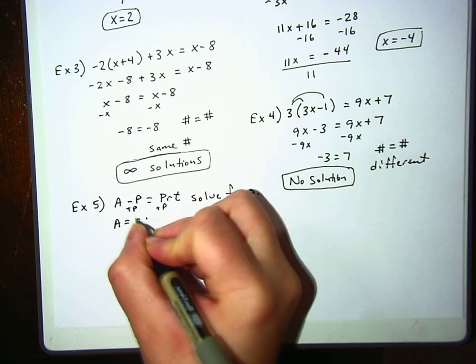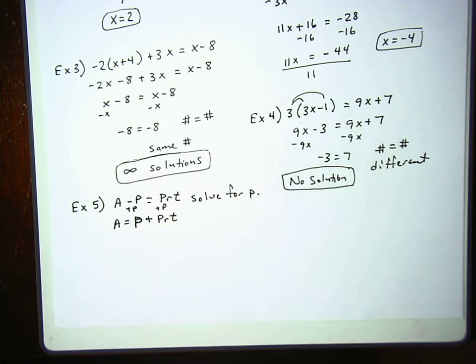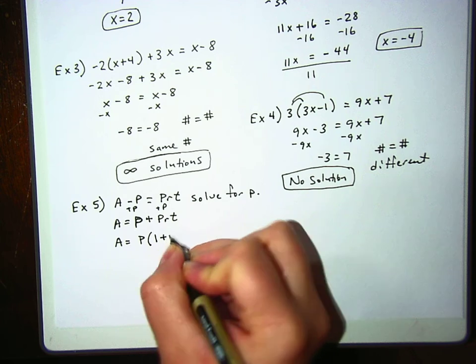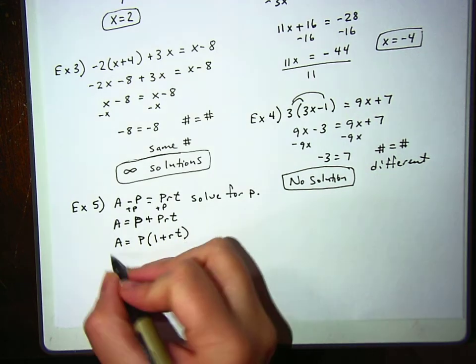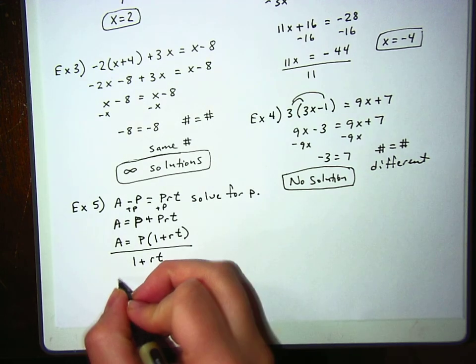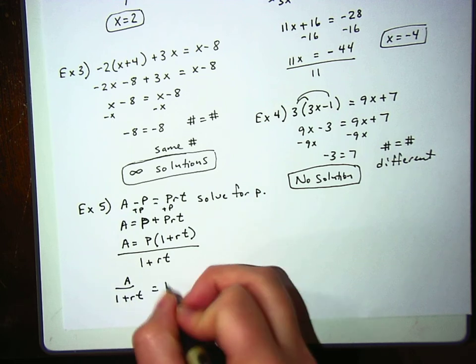That would be p plus PRT. Make sure that you don't try to actually put those together, because a p and a PRT can't go together. If it was like a 5 PRT and a 1 PRT, you could put them together, but they don't have the same variables, so you can't do that. All right, now what we're going to do is we're going to factor out that p. So you're left with 1 plus RT left. And then we're going to divide both sides by 1 plus RT. This strategy is used a lot in advanced math. So you end up with a over 1 plus RT equals p.